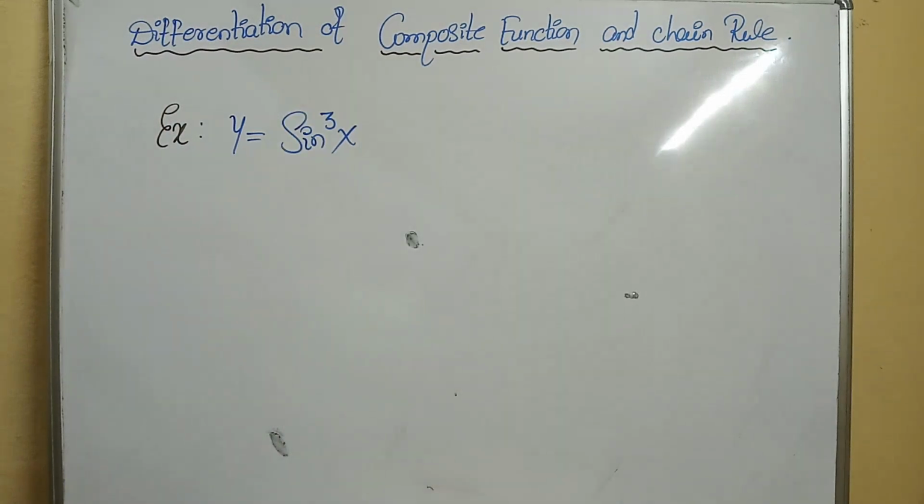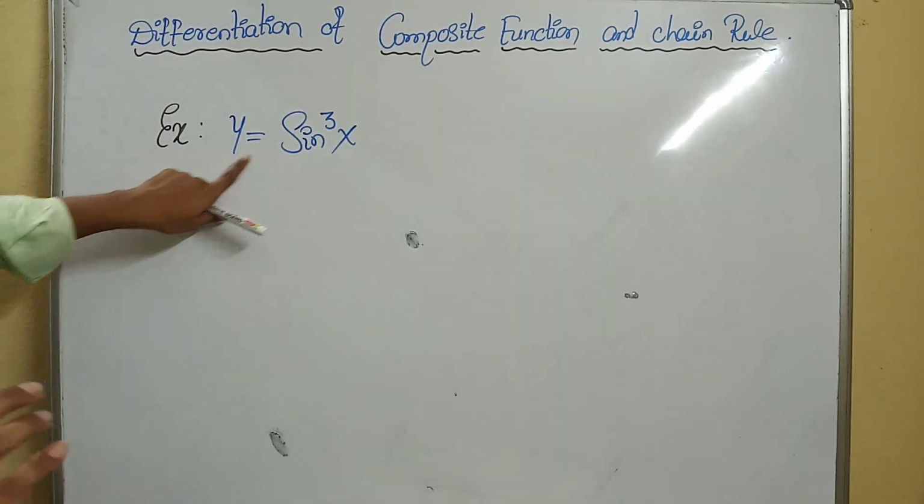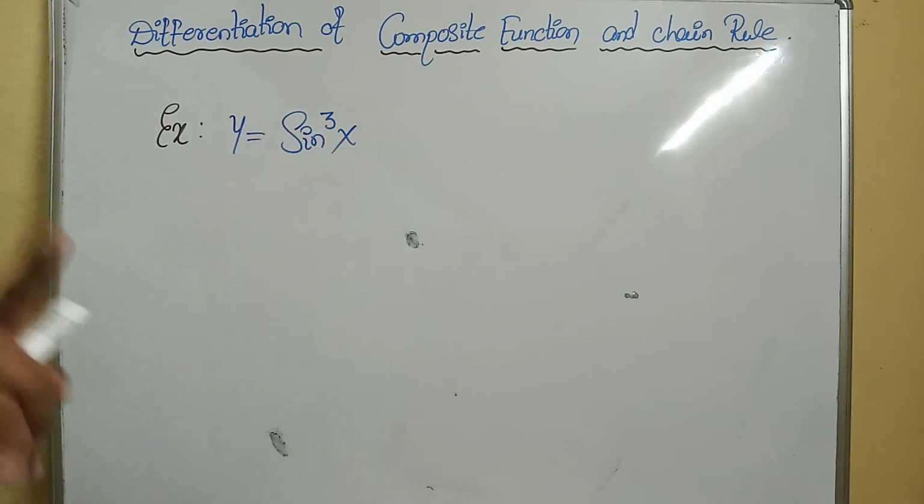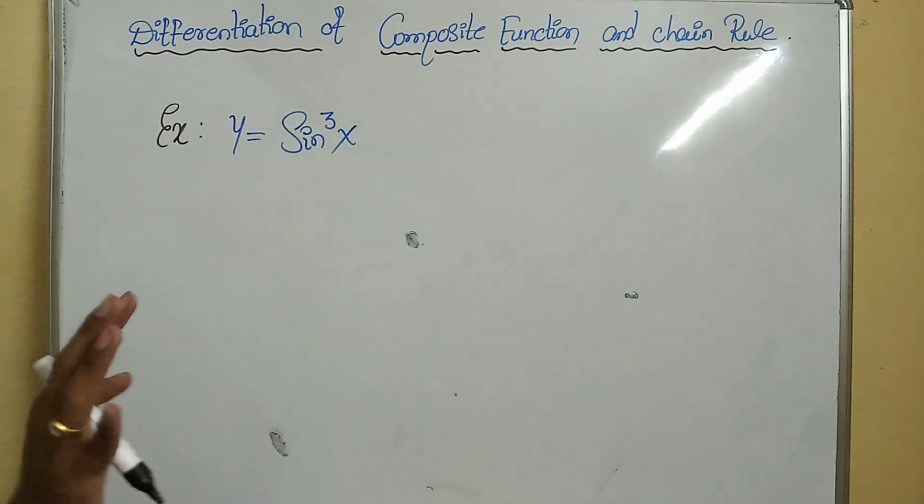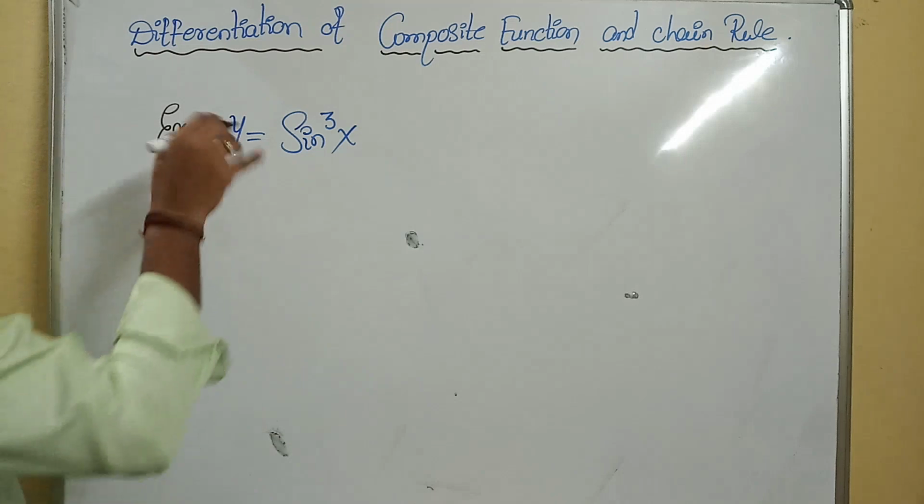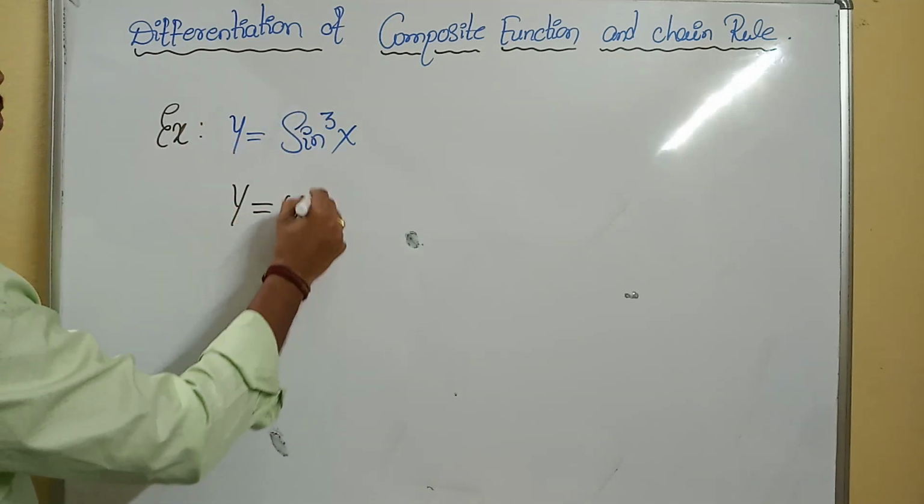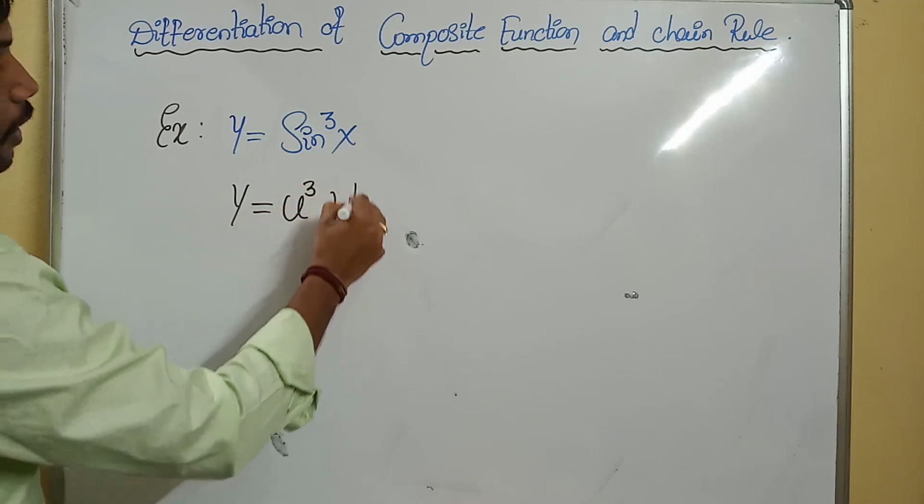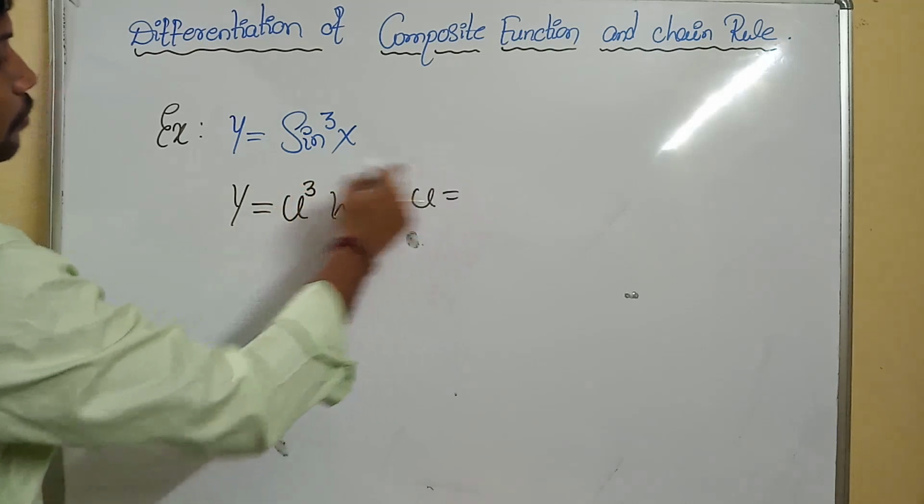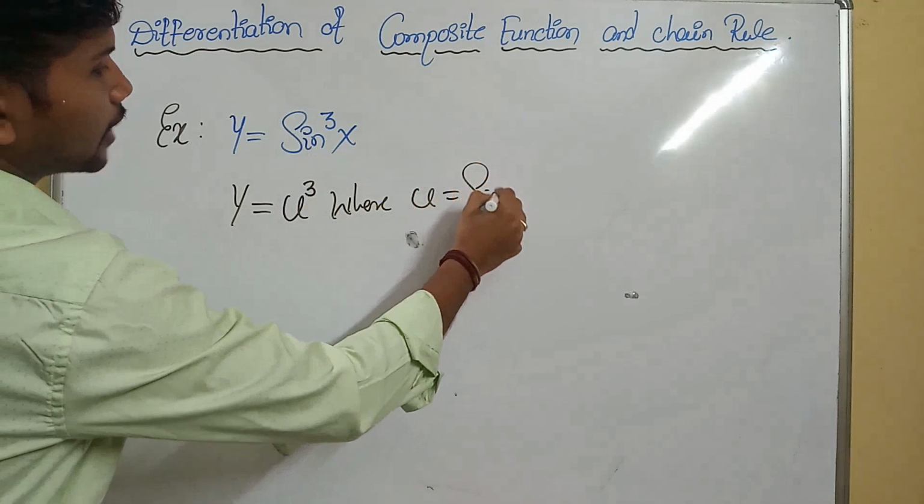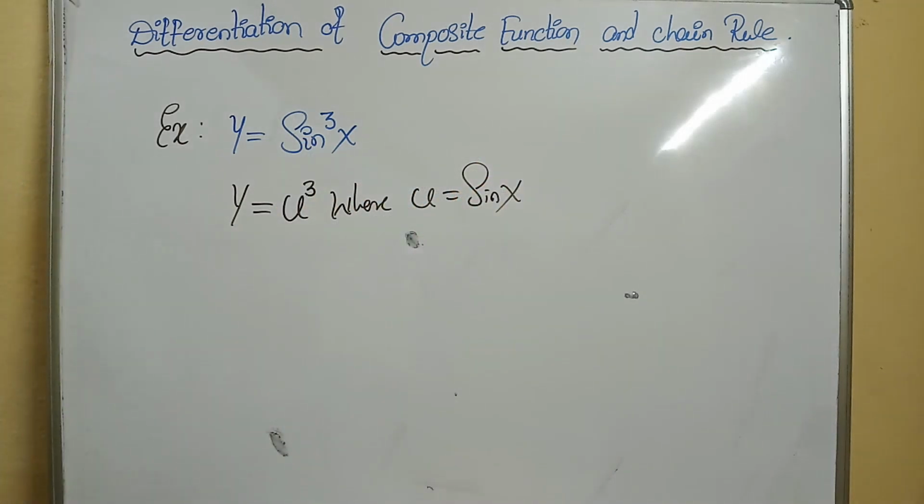How do I have to write y is equal to sine cube x? Pause the video and write it. Now I'll say y is equal to sine cube can be written as u cube. In place of u, what is there? It is sine x. Getting my point clearly?